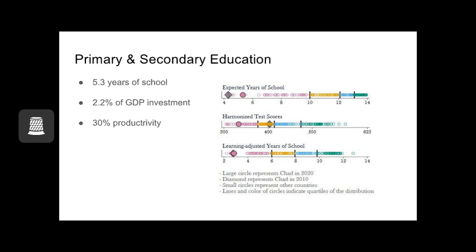And as a result, according to the Human Capital Index, a young adult in Chad will only be about 30% as productive as a child with access to better education. Increased investment in education is a critical step towards creating a labor force with a higher literacy rate and the skills to be productive.